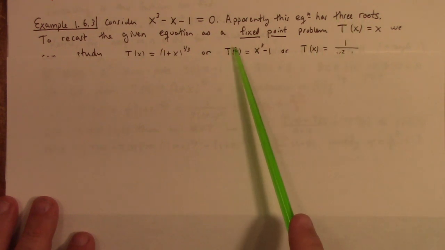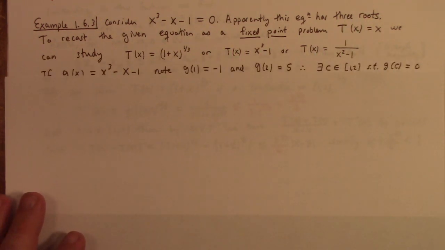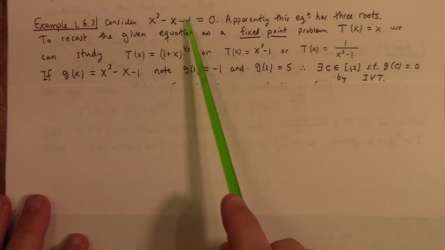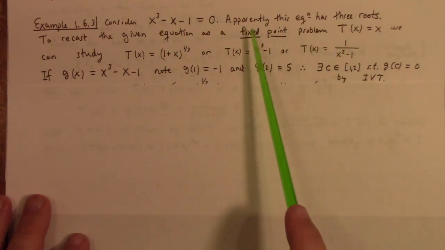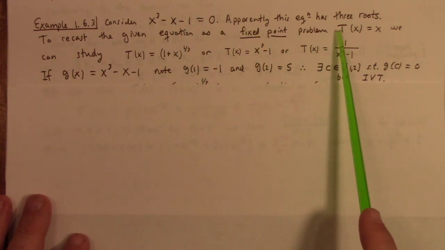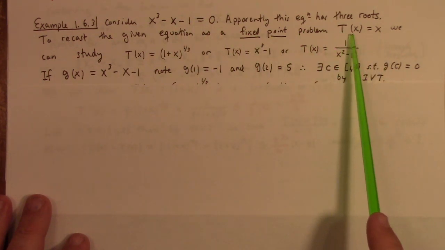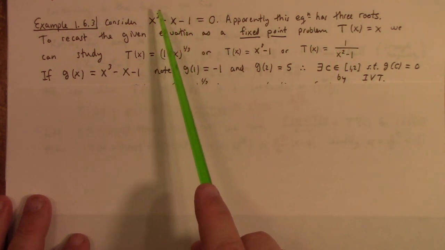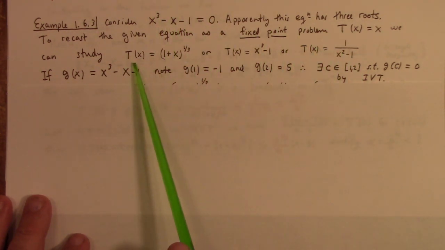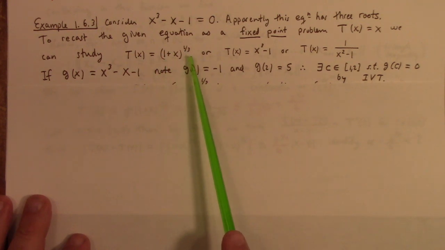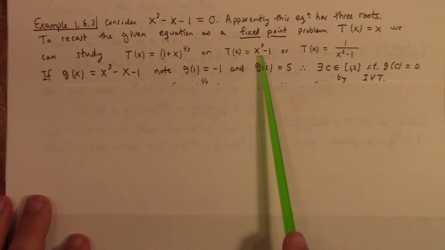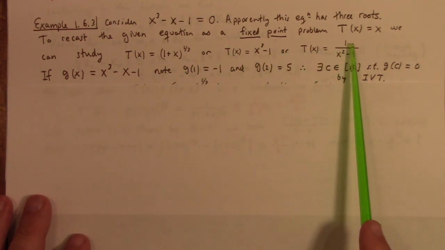He says it has 3 roots, but he doesn't prove it. What we do have here is that you can recast this as a fixed point problem. A fixed point problem means that T of x equals x. That makes x a fixed point of T, all right? So you can recast this equation as a fixed point problem for T of x equals the cube root of 1 plus x, or you could use x cubed minus 1, or you could even use this.